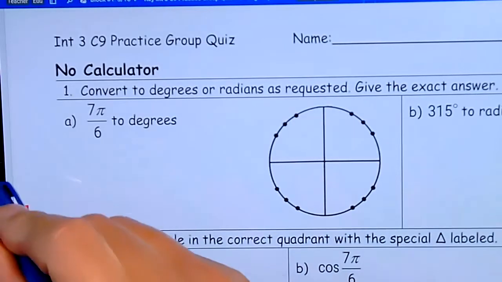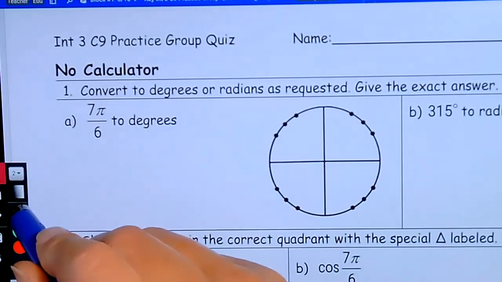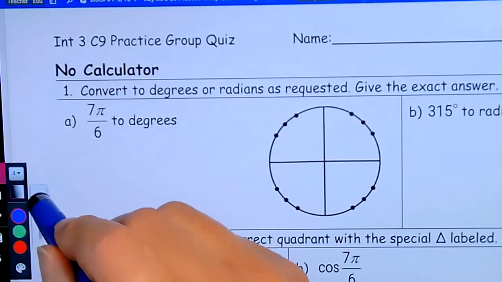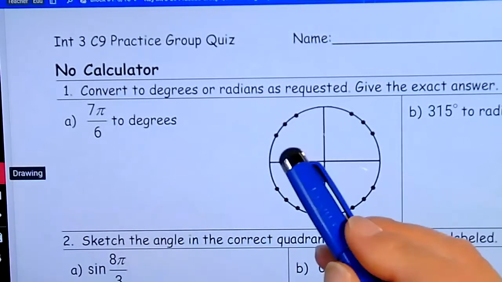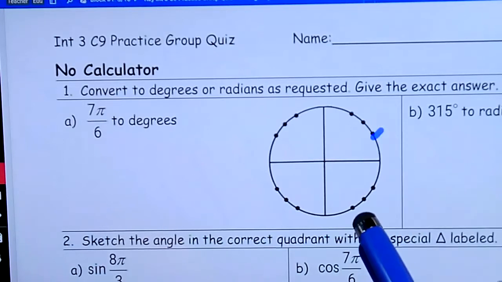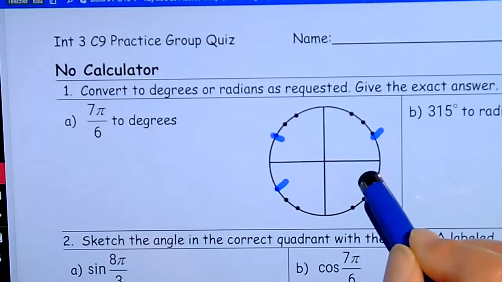So I'm trying to make a quick little video for our practice group quiz today, just to make sure everyone's on the right track with this. When we're doing this, we're looking at 7 pi 6. Your pi 6 are always these ones here, the ones that are one above or one below.